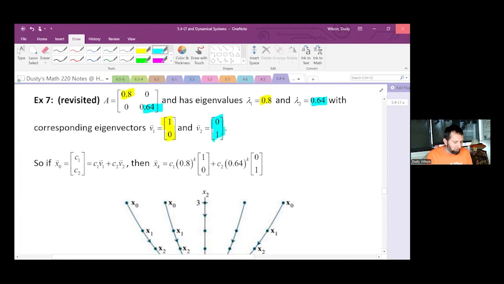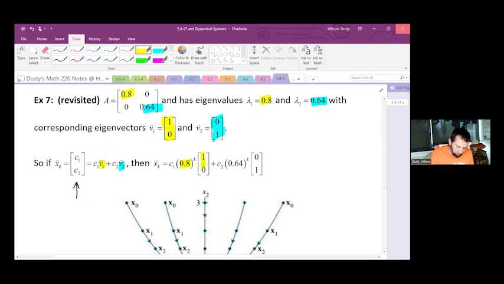So if we started with some x naught, some initial state vector that was (c1, c2), then you could think about that (c1, c2) as being c1 times v1 plus c2 times v2. Remember that our v1 is just the standard basis vector (1, 0), and our v2 is just the standard basis vector (0, 1). So then our xk, remember A is a diagonal matrix, our xk would be c1 times 0.8 to the k times (1, 0) plus c2 times 0.64 to the k times (0, 1). I'm hoping everybody's seeing what's going on.